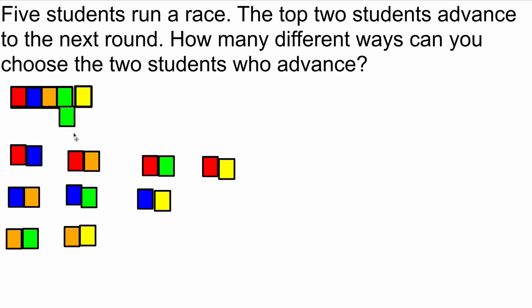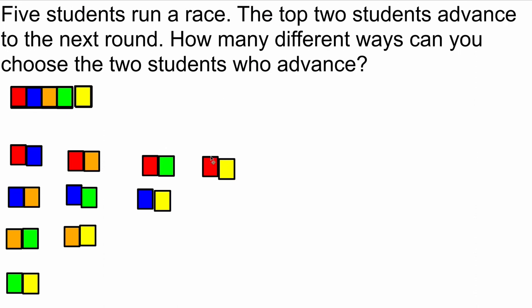Well, now let's do green. Well, I could have green in any of these, but those are already accounted for. I have green and orange, I have green and blue, and I have green and red. So now green and yellow is the only option that's left. So let's count these.